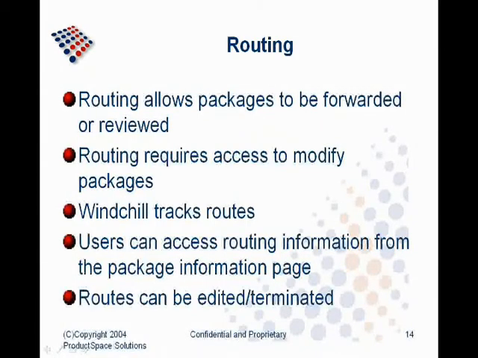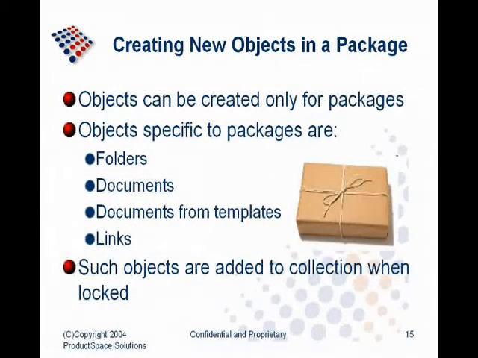Windchill records the specifics of the routing process and displays the current status of the package as it moves through the routing process. From the package information page, the user can view the status, comments, and assignments associated with the route. Routes can be edited or terminated, and the history of previous routes are also available from the information page.